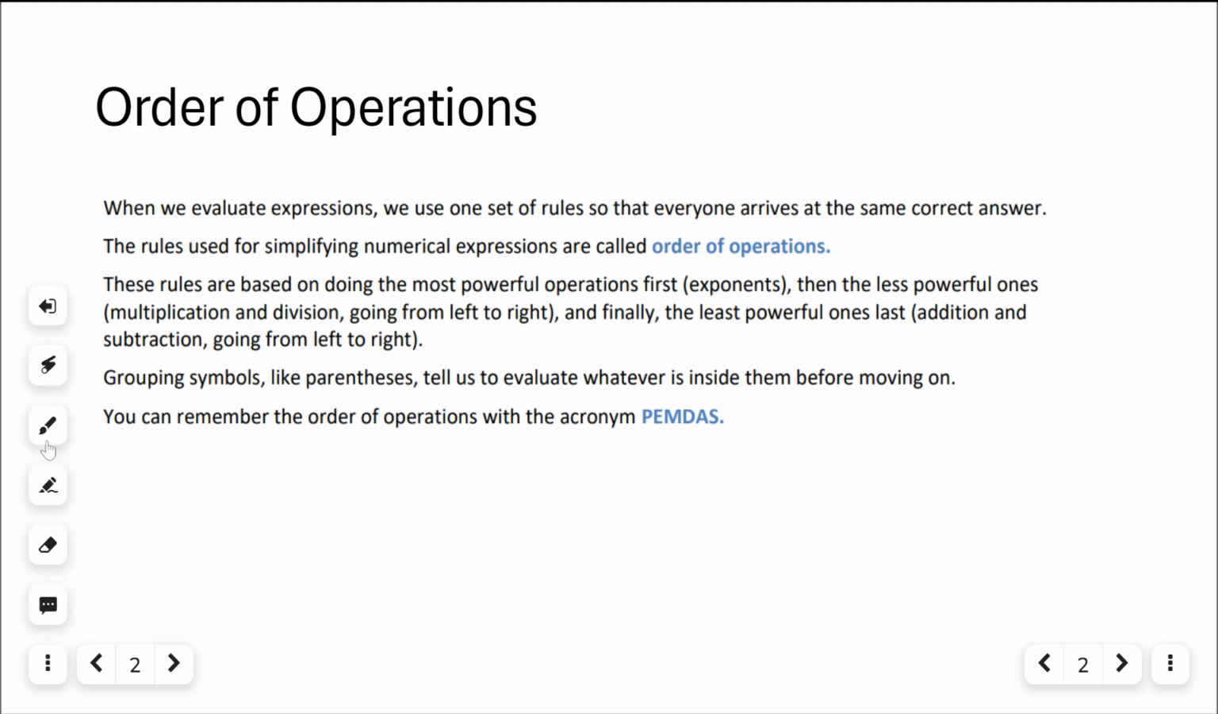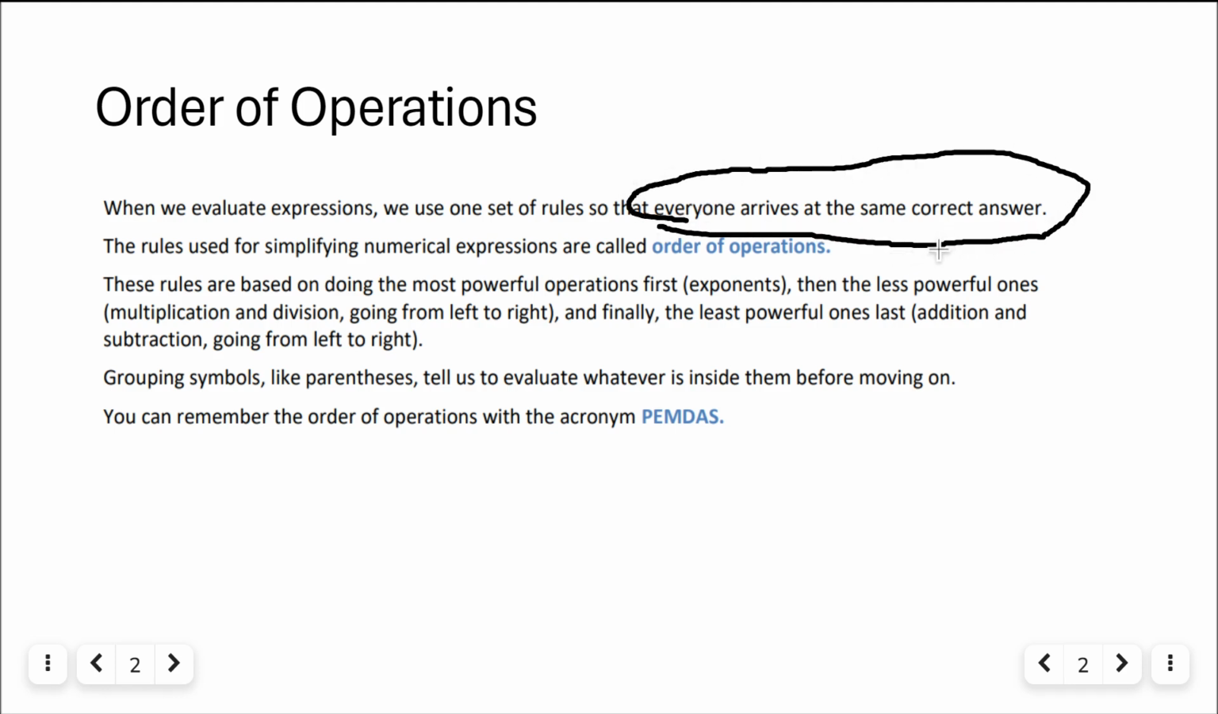All right, so when we evaluate expressions, we use one set of rules so that everybody arrives at the same correct answer. Despite what you may see online, despite the memes that you may see, despite the people that may be arguing on the internet and TikTok over what the correct answer is to some of these order of operation problems, we want mathematically everyone to arrive at the same correct answer. So we have a set of rules called the order of operations.